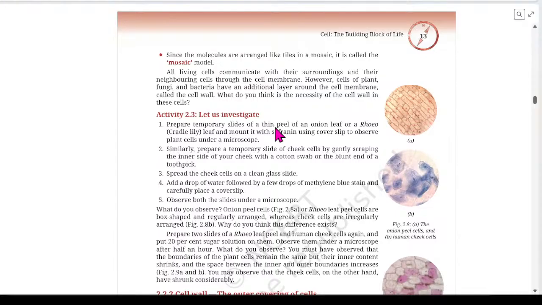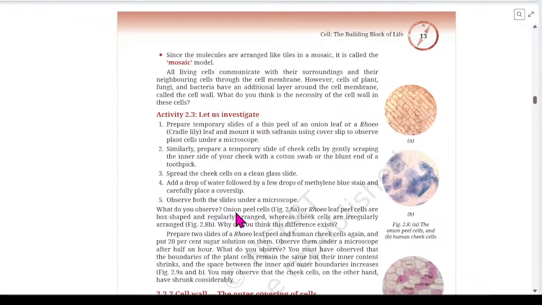Activity 2.3. First step, prepare temporary slides of a thin peel of onion leaf or a Rhoeo discolor leaf and mount it with safranin using a cover slip to observe plant cells under a microscope. The second step is to similarly prepare a temporary slide of the cheek cells by gently scraping the inner side of your cheek with a cotton swab or the blunt end of a toothpick. Third, spread the cheek cells on a clean glass slide. And fourth, add a drop of water followed by a few drops of methylene blue stain and carefully place a cover slip. Observe both slides under a microscope.